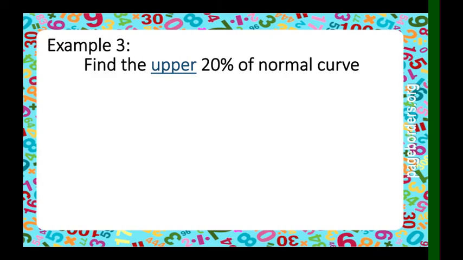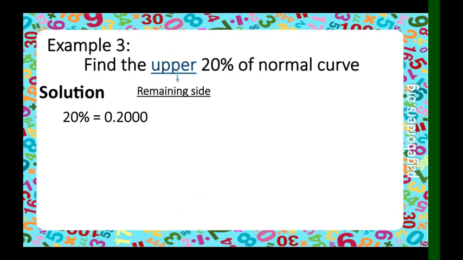Another, example number 3. Find the upper 20% of the normal curve. So we're talking about the upper. So we have 20% equals 0.2000. The remaining side, so we have 0.5000 minus 0.2000. So we have 0.3000. And we will look for the z-score of this area, or the nearest z-score for this area.